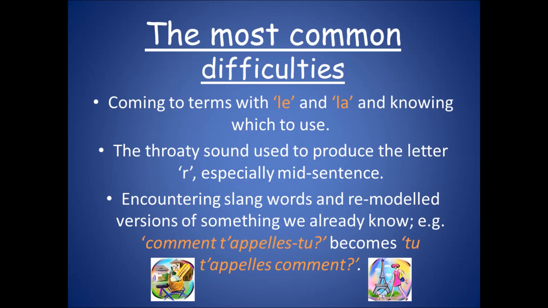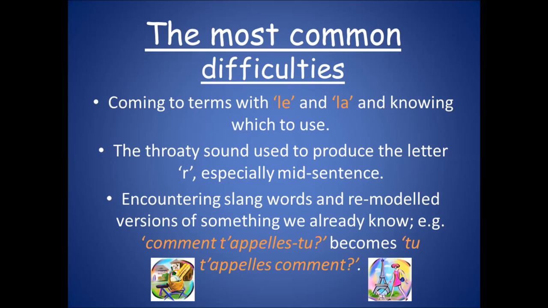Okay, a quick look at the most common difficulties. So the difficulties are going to be coming to terms with le and la, which is still difficult for me now, 10 years after starting learning the language, and as I say, difficult for people who've been learning it all their lives. The throaty sound, which is used to produce the letter R, especially mid-sentence. So, for example, we're going to use the word rare, which is spelt the same in French, however, the R sound is a throaty R sound, which obviously we don't have in our language, so that is quite difficult sometimes. Mid-flow, in mid-sentence, when you're trying to whip out a word or a sound like that, it's not necessarily the done thing in our own language, so it is quite difficult sometimes to actually produce it.